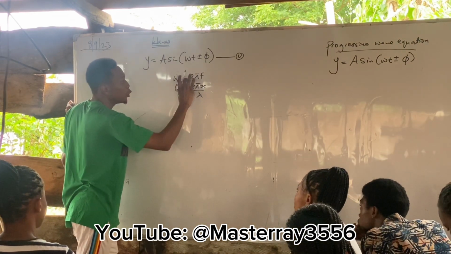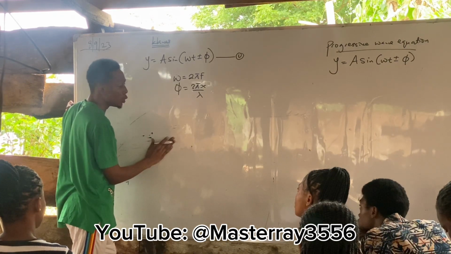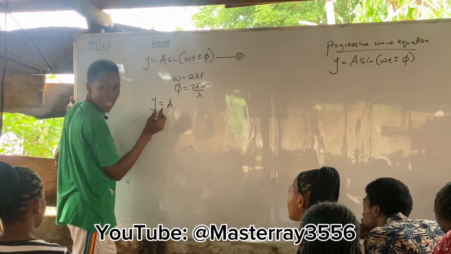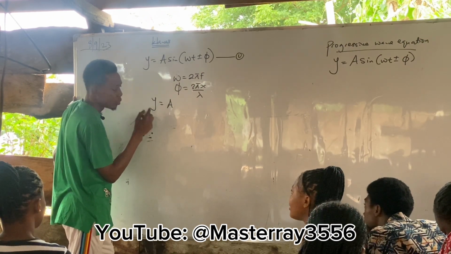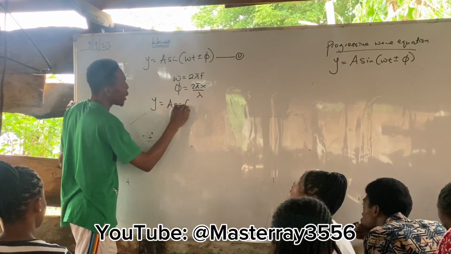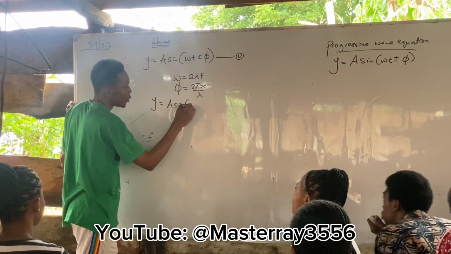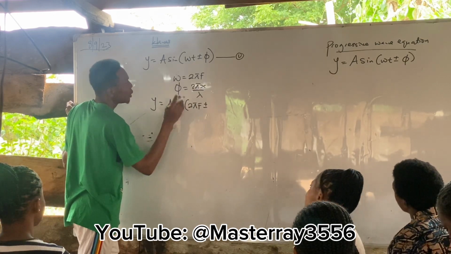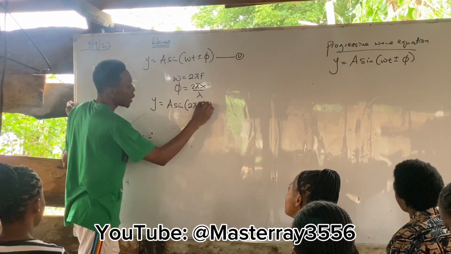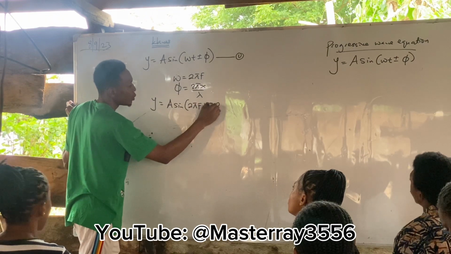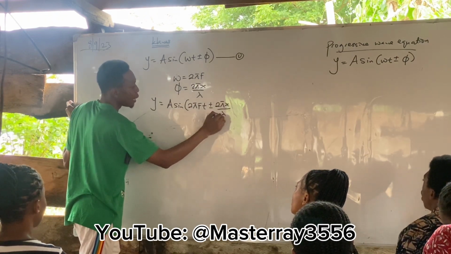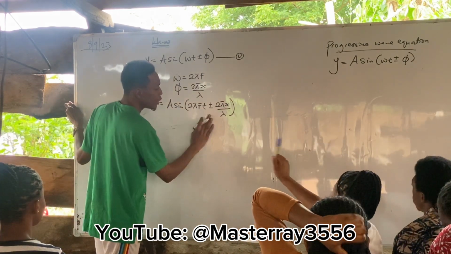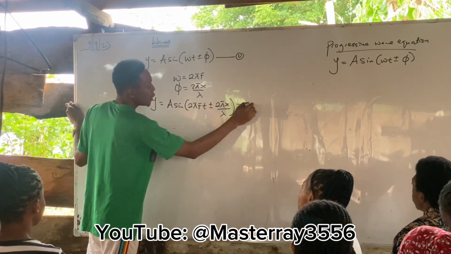If you substitute these two things into this very equation, you are going to have y equals a sine bracket, omega is 2 pi f, then t, then plus or minus, phi is 2 pi x over lambda. All right, so you can call this equation 2.